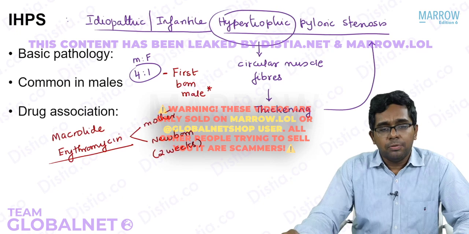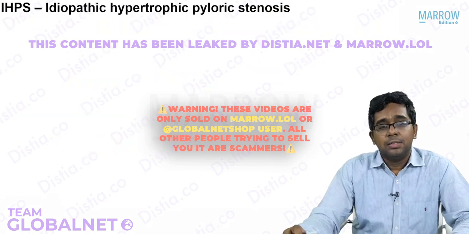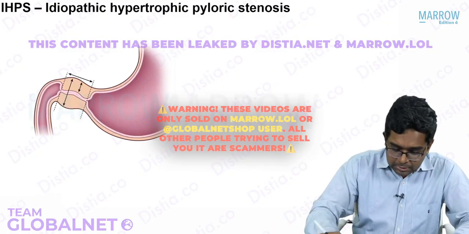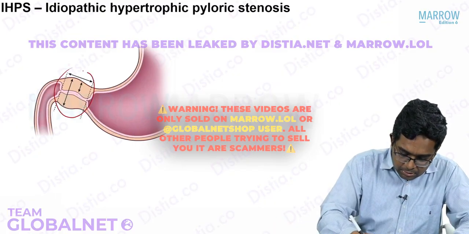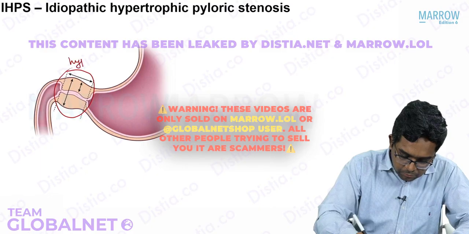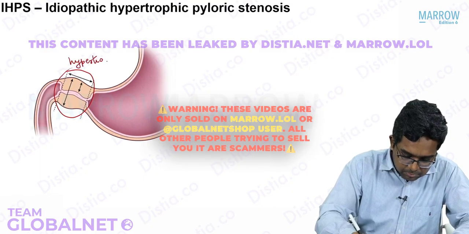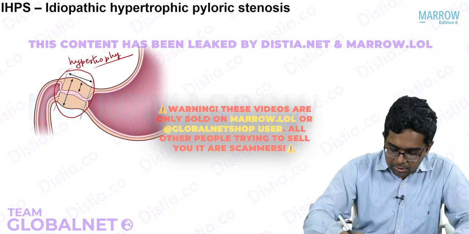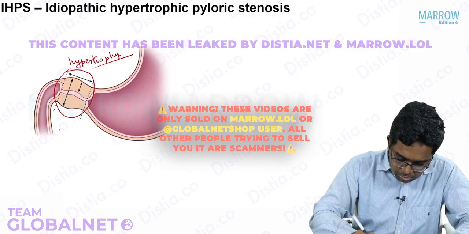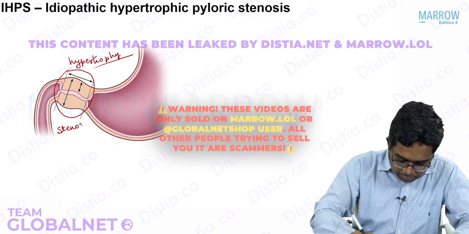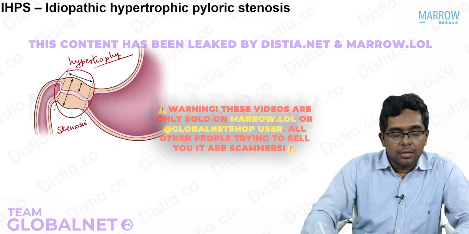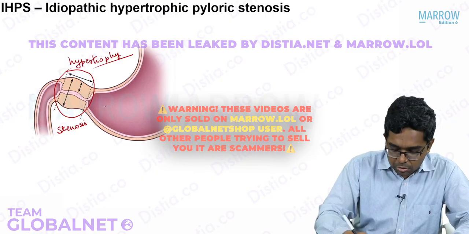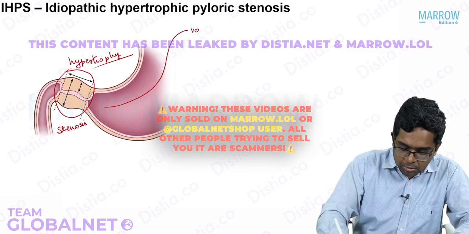Now moving forward, let us discuss the features of pyloric stenosis. As you can see from this picture, there is narrowing in this region due to hypertrophy of the circular muscle fibers. So what is the problem? There is going to be obstruction or stenosis in this area, because of which all the contents which are coming into the stomach will be vomited out.